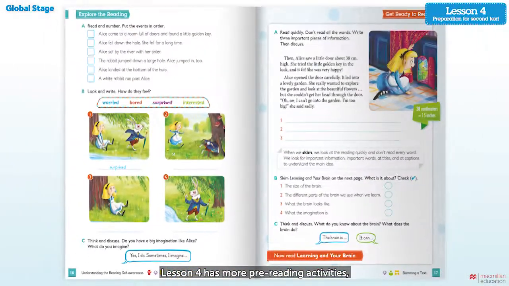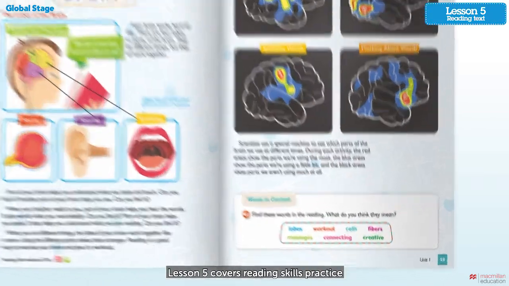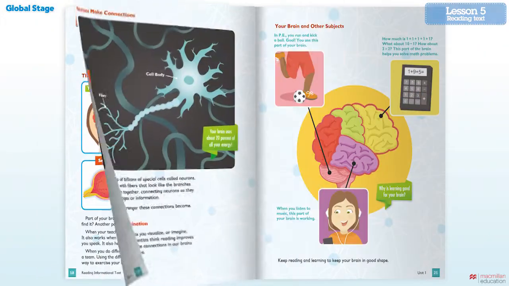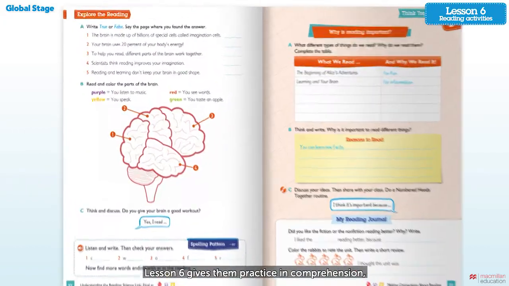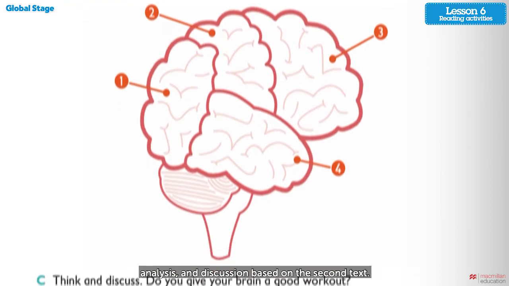Lesson 4 has more pre-reading activities, including a reading skill focus to prepare students for the second text. Lesson 5 covers reading skills practice along with a focus on words in context. Lesson 6 gives them practice in comprehension, analysis, and discussion based on the second text.